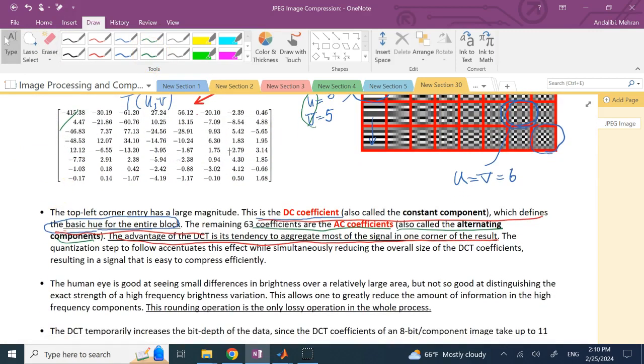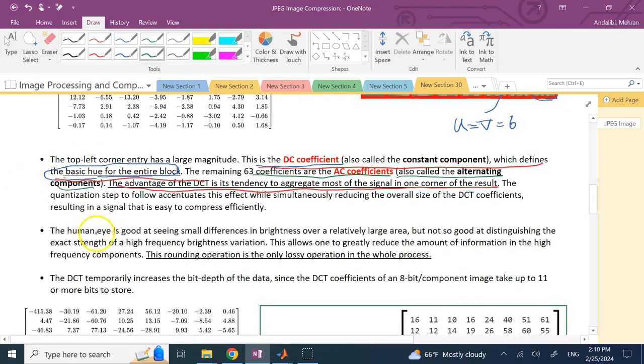The explanation is, as I said, our human eyes are good at seeing small differences in brightness over a large area, which means low frequencies. But they are not super good at seeing high frequency brightness variations. When something changes very fast, our eyes cannot see that. If something moves very fast, our eyes cannot see that.